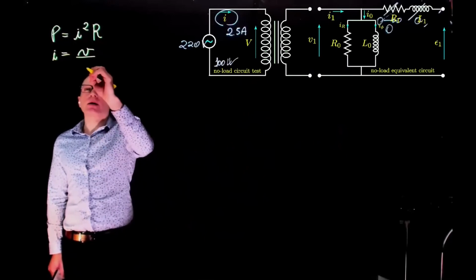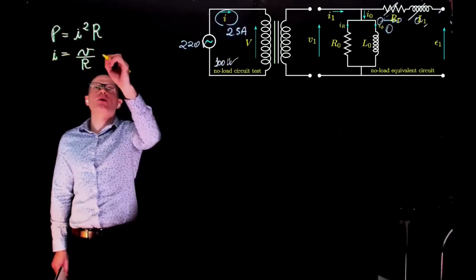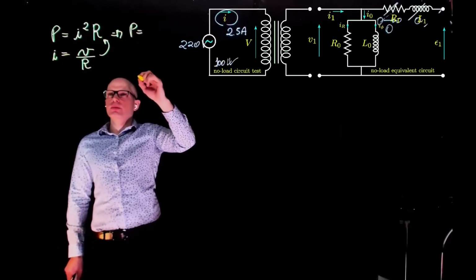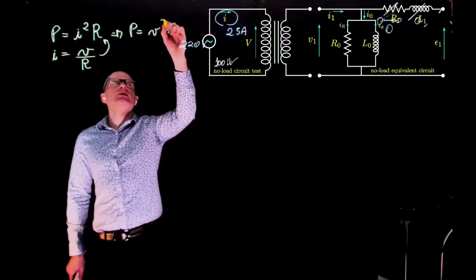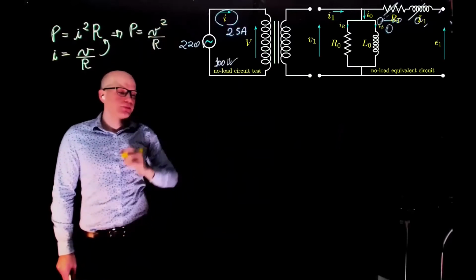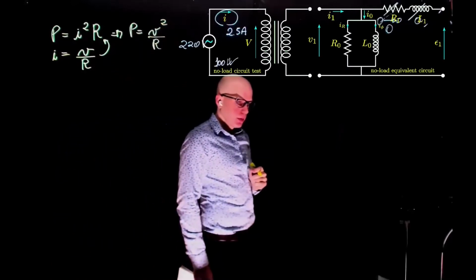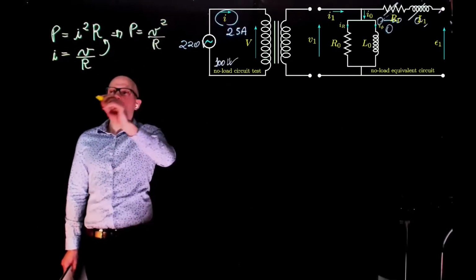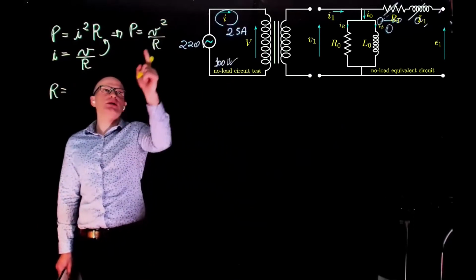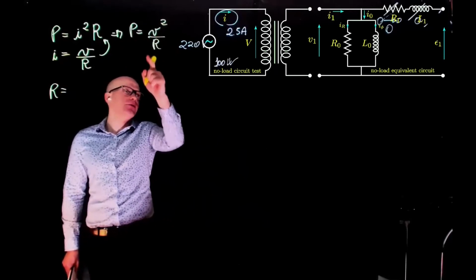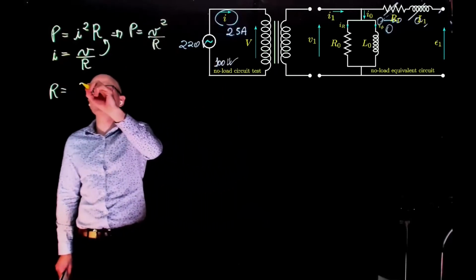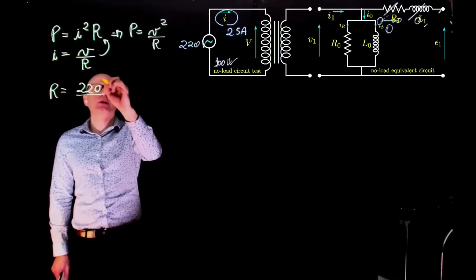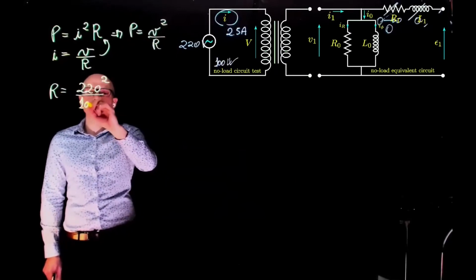R. If you combine these two equations, we have P equals V squared over R. We have V and we have P, so R is V squared divided by P. V squared is 220 volts squared, divided by the power.